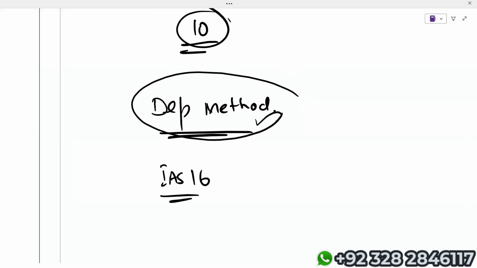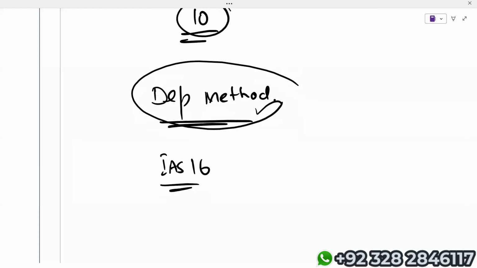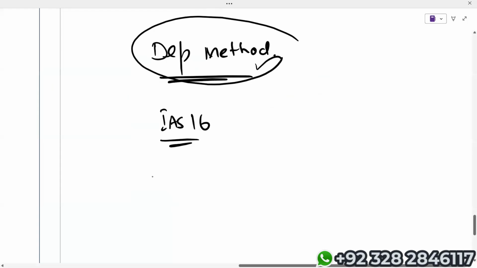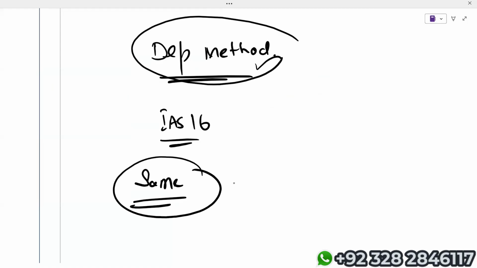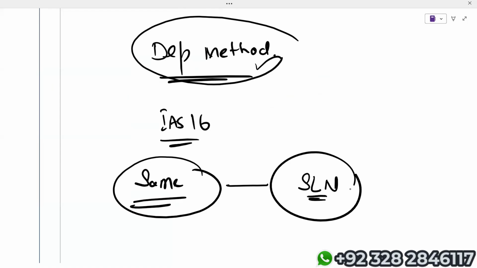Depreciation method should match with the pattern of economic benefits which your company is going to get from the property, plant, and equipment. Now the question is, what do you mean by pattern of economic benefits? Now listen to me carefully. If your company will be getting, let's say, more or less the same benefit every year, in that case, students, your depreciation method should be straight line. You should be using a straight line method for depreciation purposes.